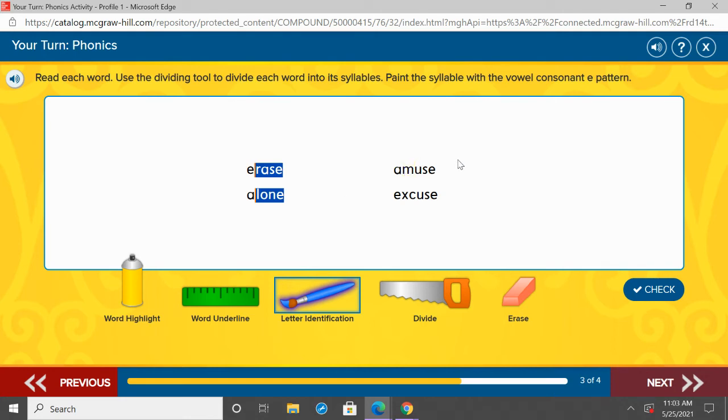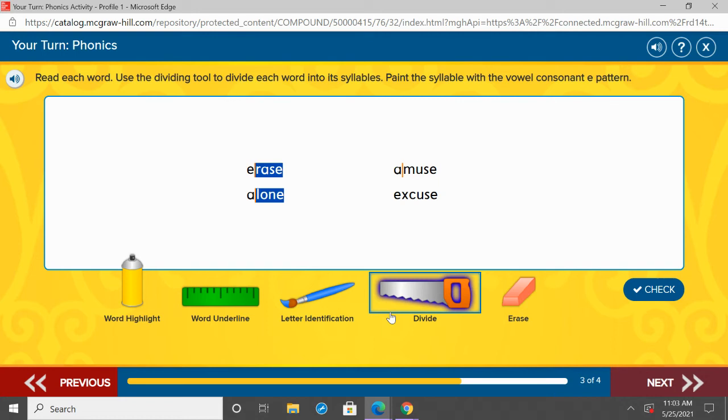All right, our next one is amuse. So again, let's break it up into syllables first. Go ahead, divide it for me. Where is that line going to be? Amuse. So you should have divided it here, right? Amuse.